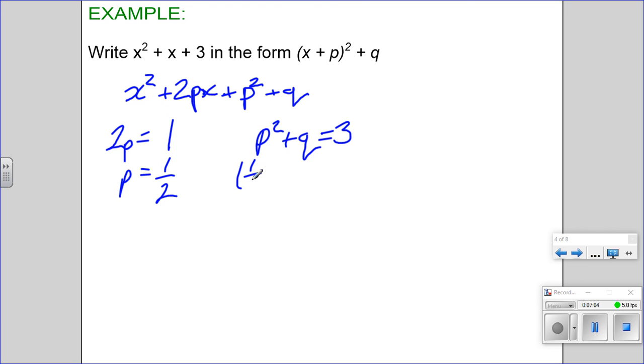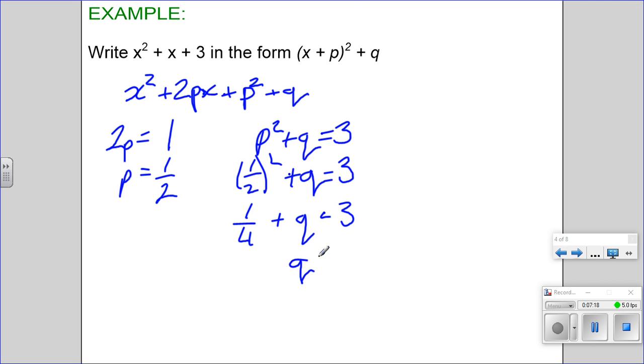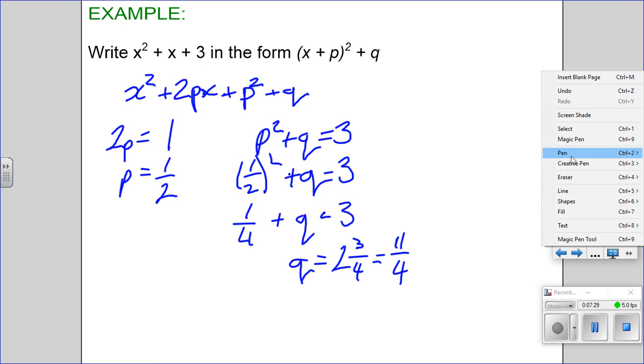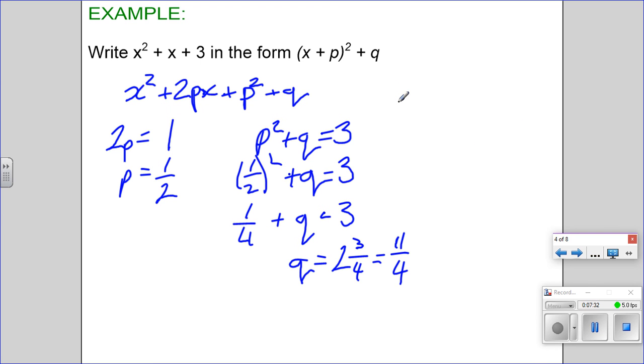Fill this in and we've got a half squared plus q making 3. Well, a half squared is a quarter, plus q is 3. Well, a quarter plus 2 3/4 makes 3, so q is 2 3/4, or if we're writing this as a single improper fraction, then we are looking at 11 over 4. Okay, putting this all in, I get (x plus a half) all squared plus 11 over 4.